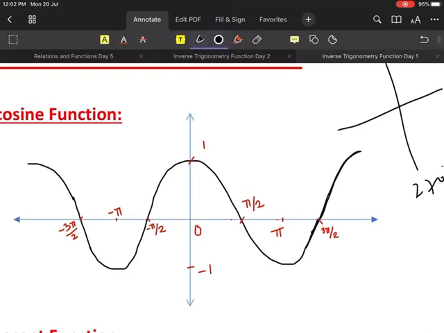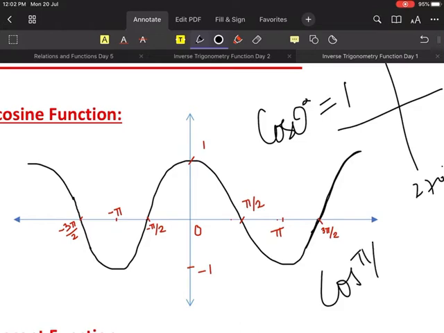The y-axis gives you the value of the function. So if I say cos 0 degrees, how much? In order to find cos 0, I will look at the curve, at which position it is cutting the y-axis. It is cutting at 1. So cos 0 is 1. Okay. Now if I have to find cos pi by 2.